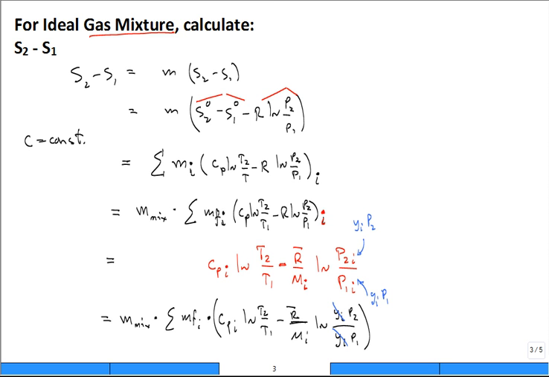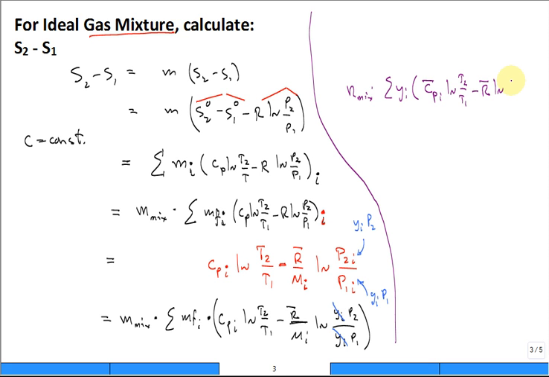We can also work it out on a molar basis. It looks very similar to this. Let me just say that you would have the number of moles of the mixture times the sum of the mole fractions times Cp bar i, natural log of T2 over T1, minus R bar natural log. The yi's cancel, you're just left with P2 over P1. That's how to calculate the change in entropy for an ideal gas mixture. All that look good? Ready to solve some problems?